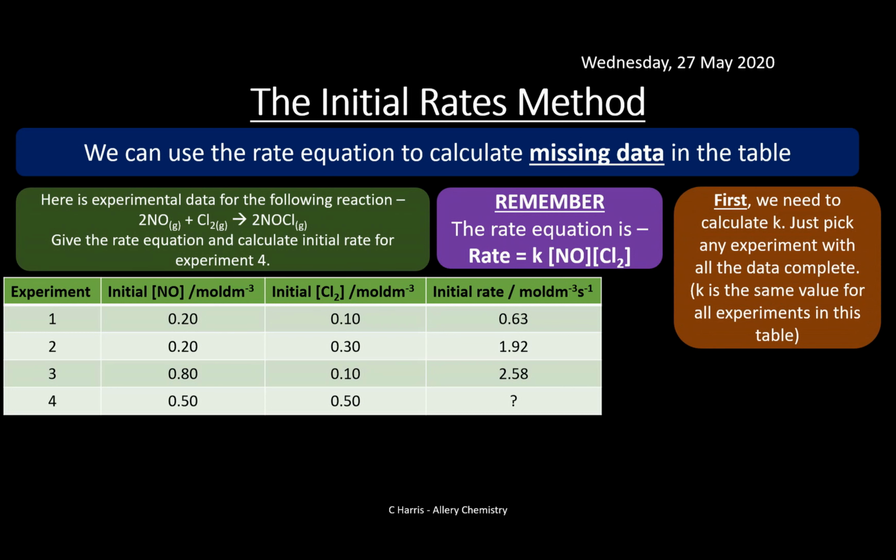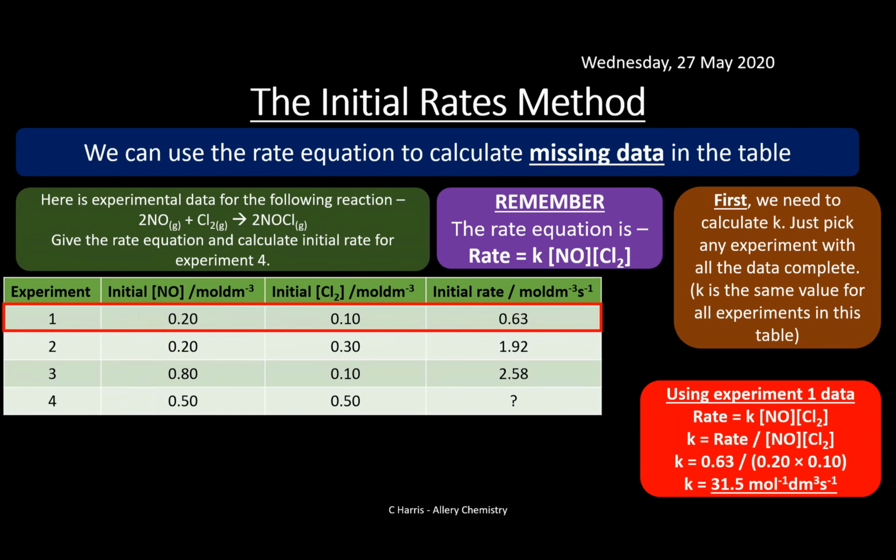So first of all, we need to calculate k. That's what I would recommend. Calculate k first, and then pick any experiment in there with all the data complete. Once we've found a row with all the data in, we then work out k, because we assume that all these experiments are done at the same temperature. Remember, this is one of the assumptions that we're making. So all these are done at the same temperature, so we can say that k is the same value for any of these experiments here. Okay, so let's work out k.